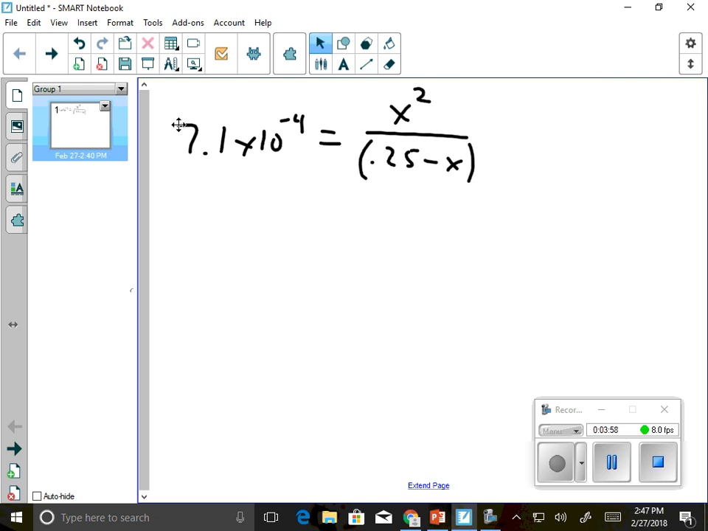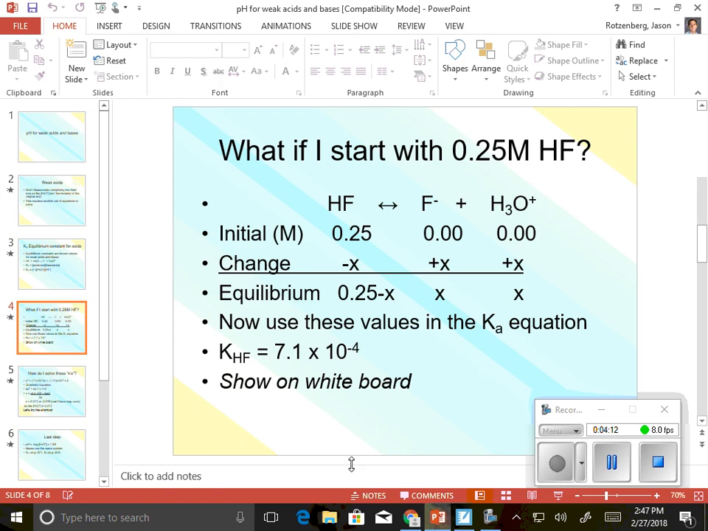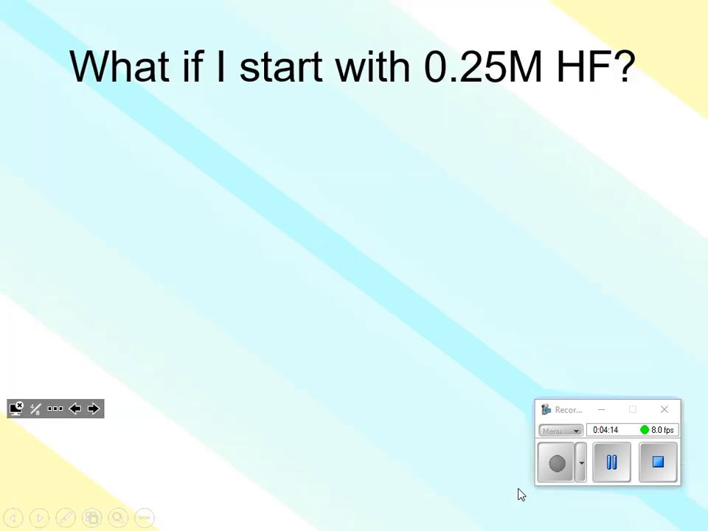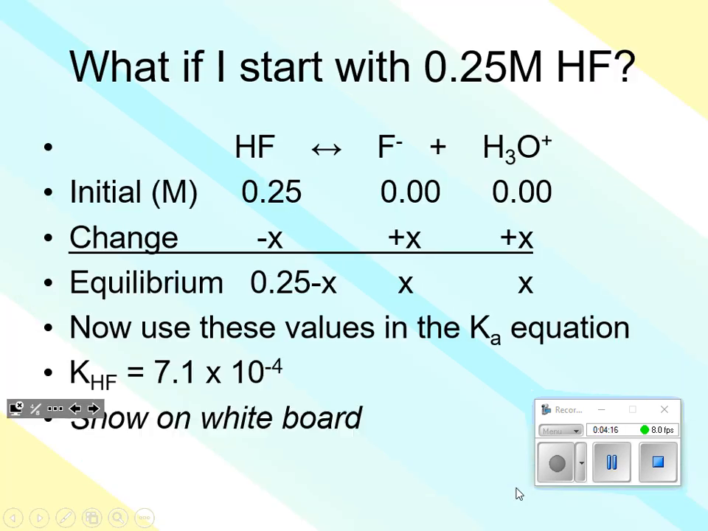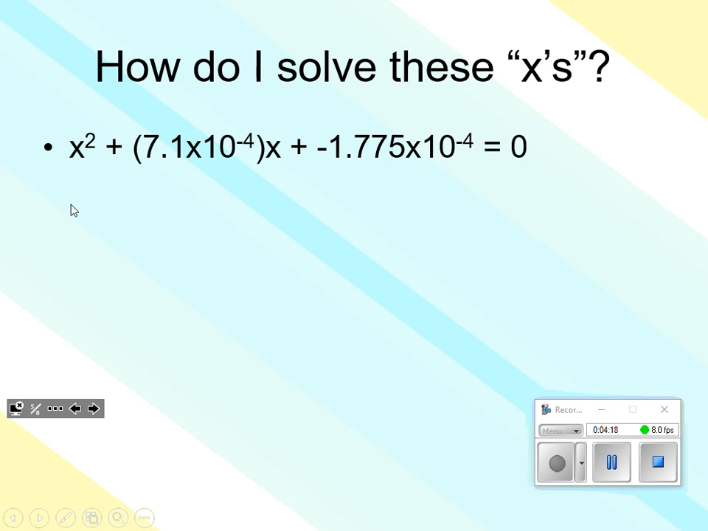Now, if I go back to my PowerPoint slides, what you'd want to do in an expression like this is multiply both sides by 0.25 minus x, and then get everything on one side of the equation and set it equal to 0. So again, I will go back to this slide and show you this is the expression that you would then get. Again, I always prefer to have my x squared as a positive value, so depending upon what side that you're adding things on, that might make a difference.